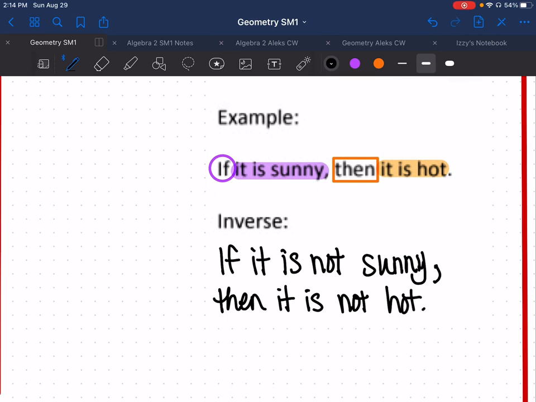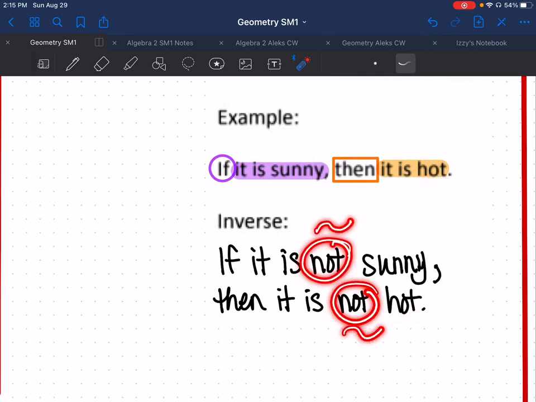Okay, same structure. Notice this, there is my hypothesis right with my word if. Here is my conclusion right with the word then. The only thing that's been added is the negation to both. Okay? I'm not changing words. Notice the word sunny stayed the word sunny. The word hot stayed the word hot. All I simply did was add these two right here to negate them.